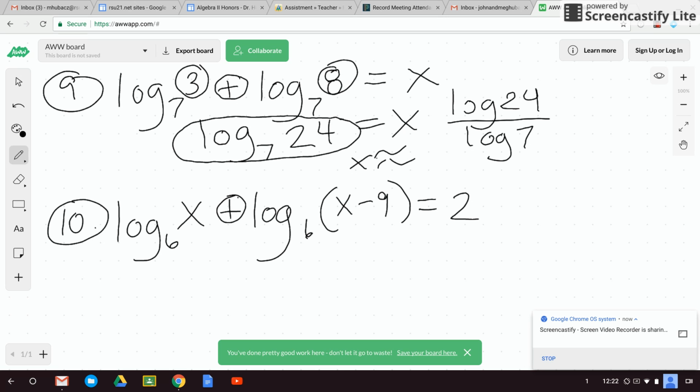Number 10, definitely more challenging. So number 10 is definitely a little bit more challenging. I think it's really the same process, though.